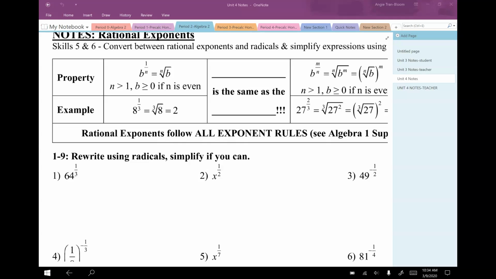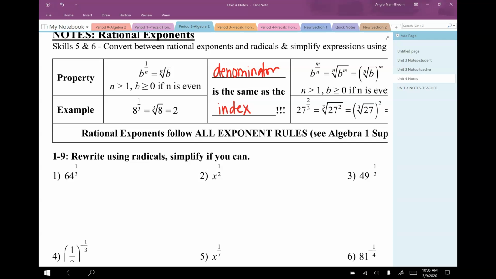So this one, we have 2 blanks. Blank is the same as the denominator. The denominator is the same as the index.